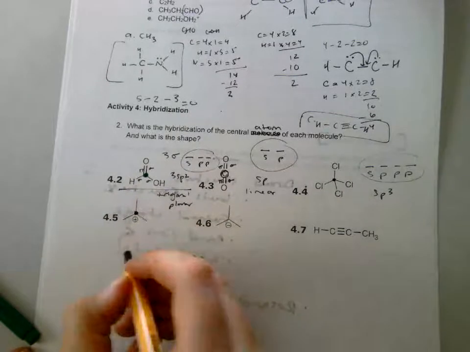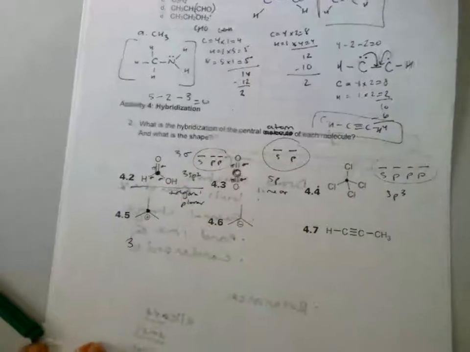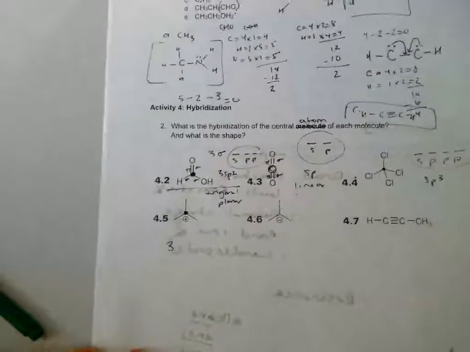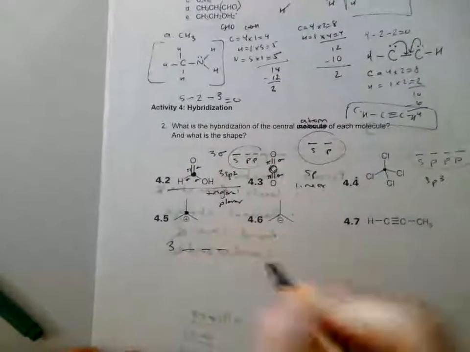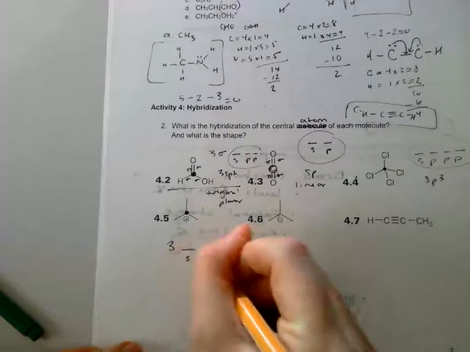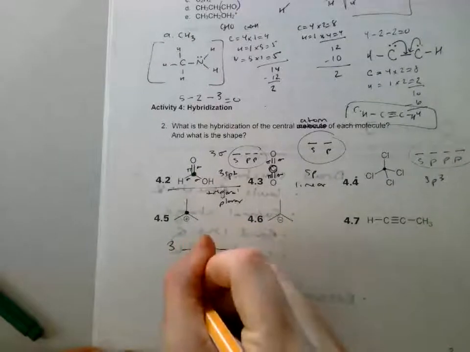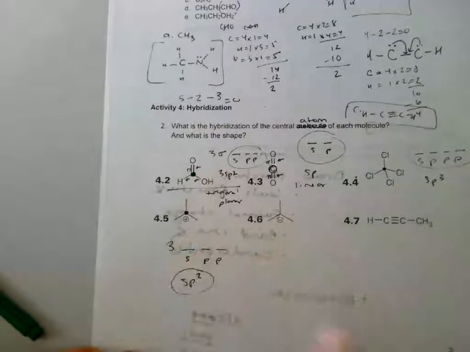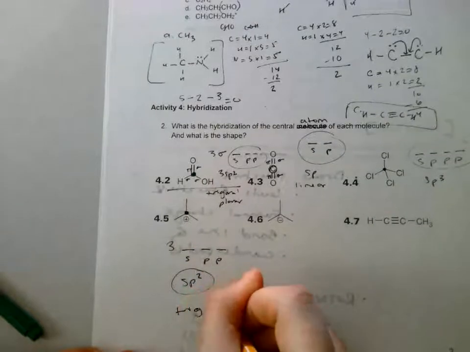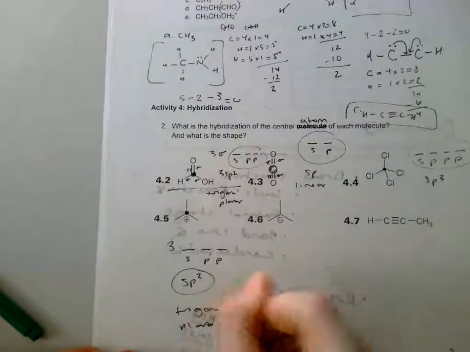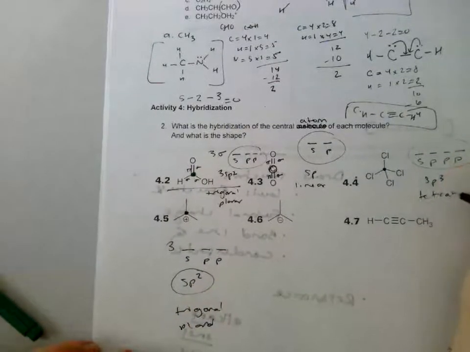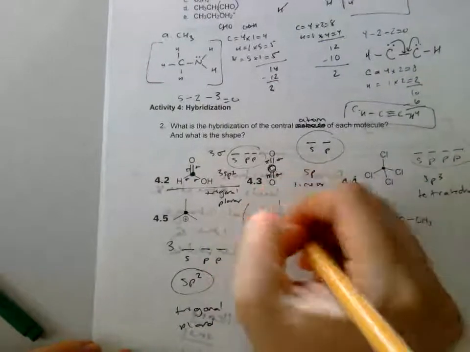Okay, right here we have our central molecule is this carbon. It has 1, 2, 3 sigma bonds right there. So 3 sigma bonds must mean it needs 3 hybrid orbitals. So that would be s-p-p. So sp2 hybridized. So that's trigonal planar. Oh, I didn't do the shape on this last one. sp3 hybridized is tetrahedral.